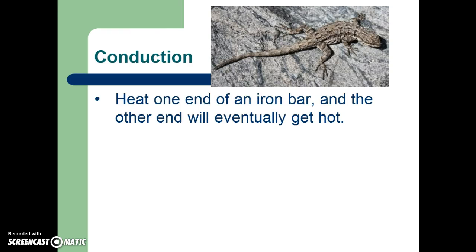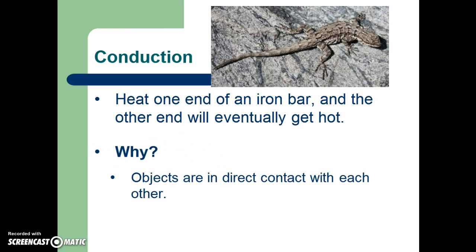All right, conduction. Heat on one end of an iron bar. If you put an iron bar into a fire or something, the end that's in the fire is going to get hot. Well, eventually the end that you're holding is going to get hot as well, because it's conducting that energy. It's taking that energy and transferring it from one particle to the next, because those are in contact. Okay, so why does this happen? Well, it happens because the objects are in direct contact with each other. Okay, so the energy is conducted from one particle to the next because they're touching.